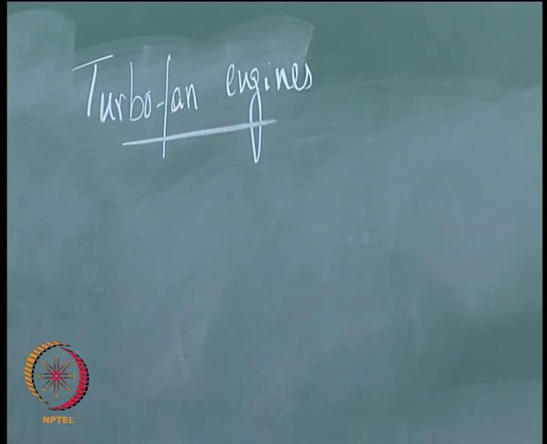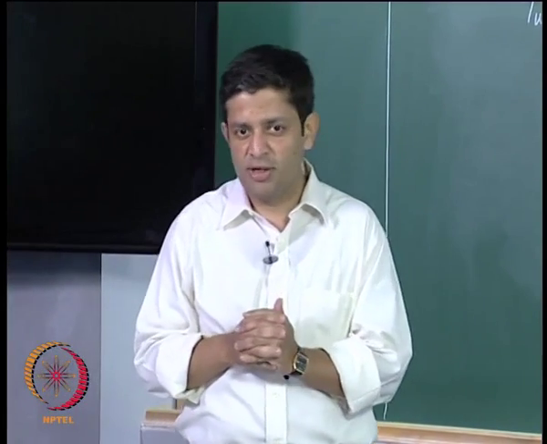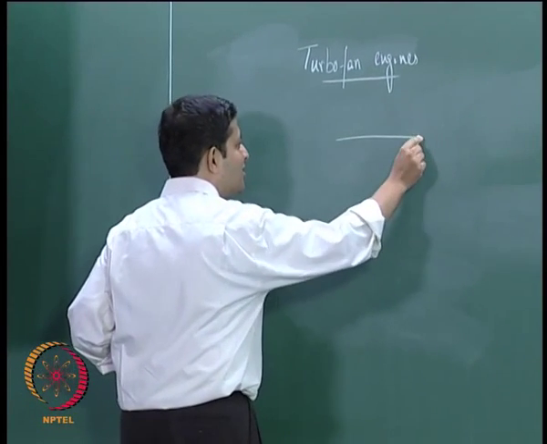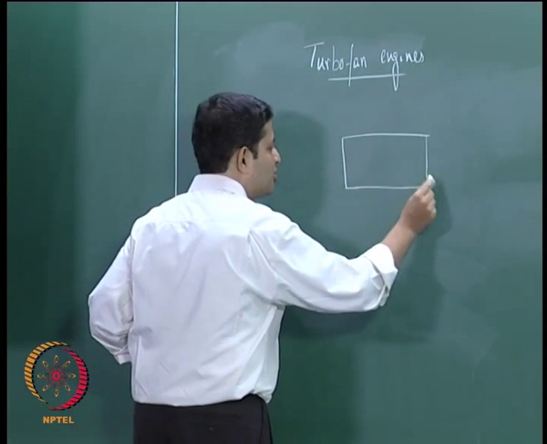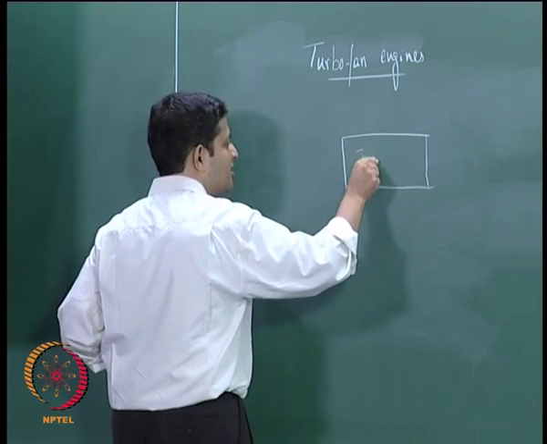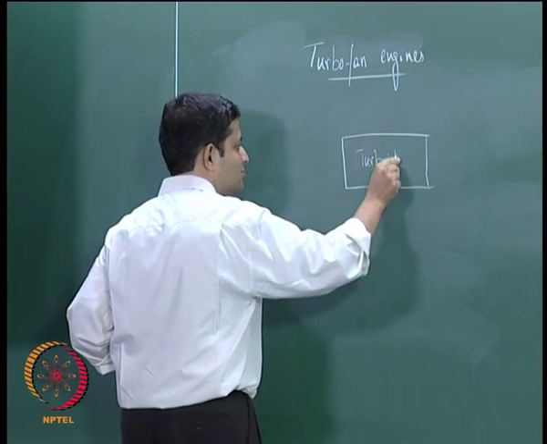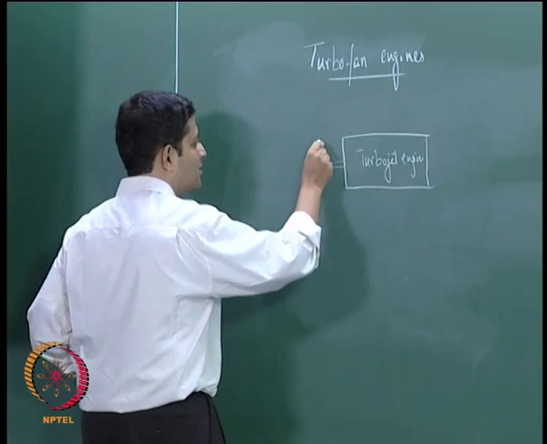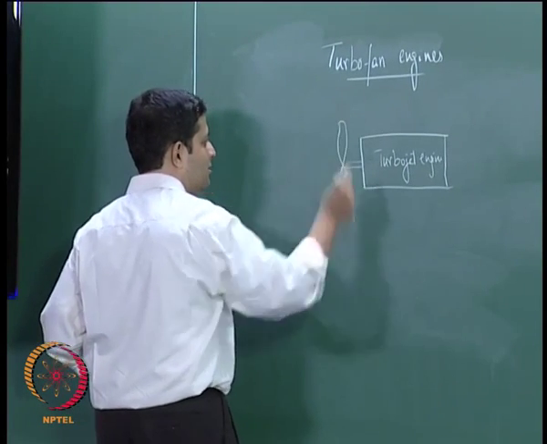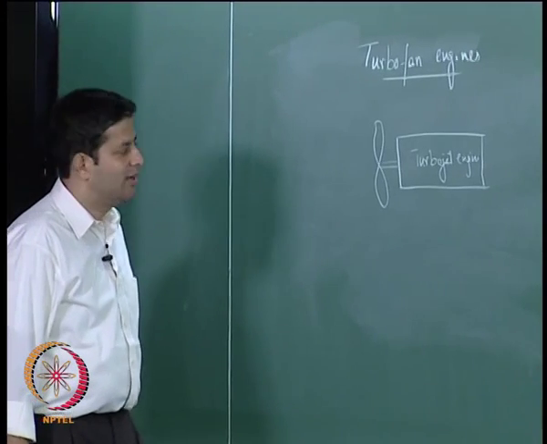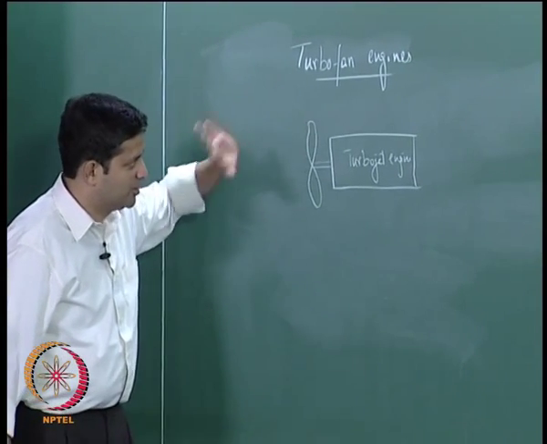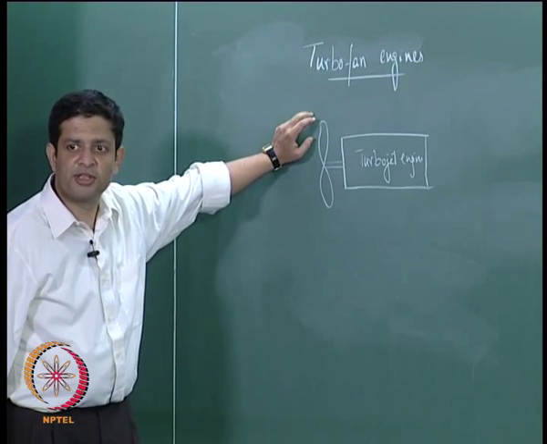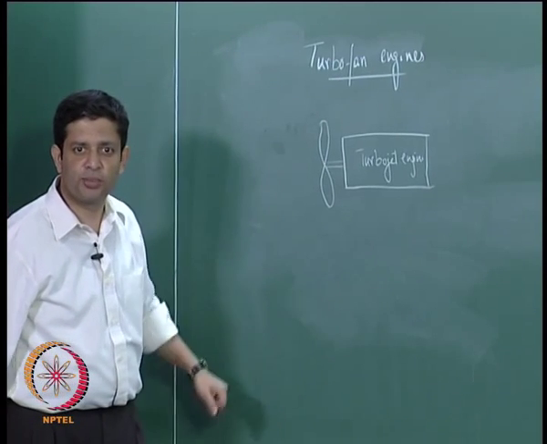Now what was the problem with turboprop engines? It was only 0.7 Mach number, and that restriction was because at the blade tip, right. Now if we assume this box is the basic turbojet engine, right, and this was our turboprop engine. The trouble was that because it is rotating at high RPMs and you have a large diameter at the blade tip, the Mach number was exceeding 1 when the forward speed was 0.7.